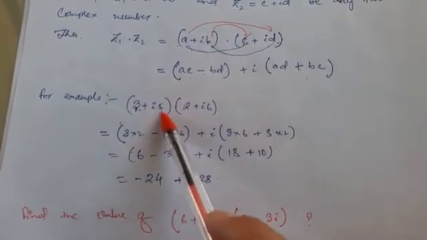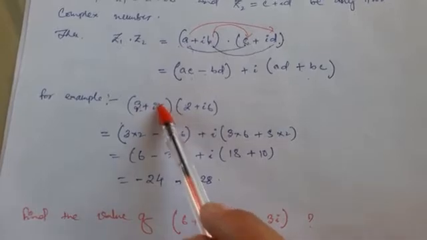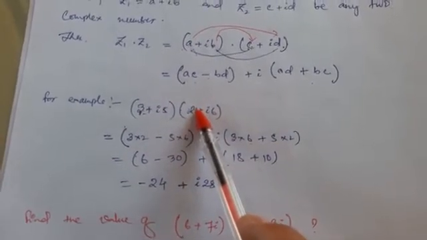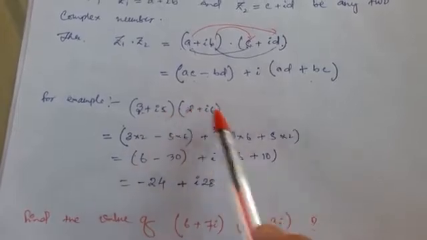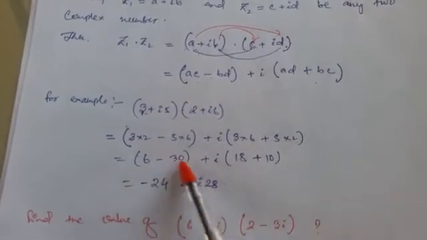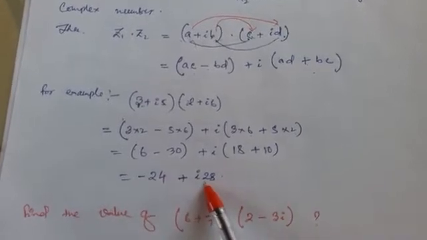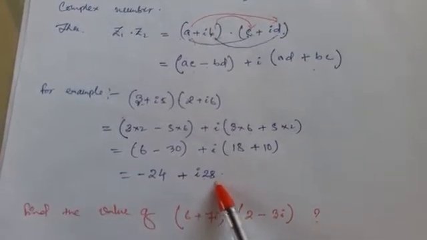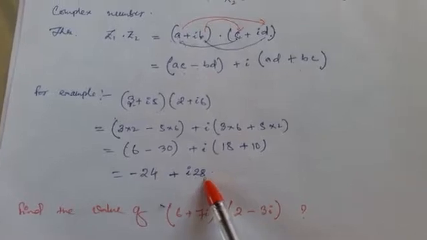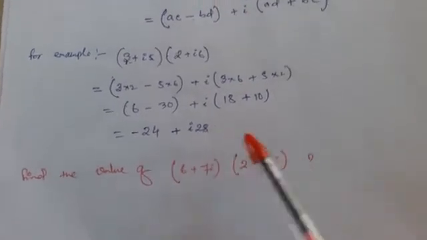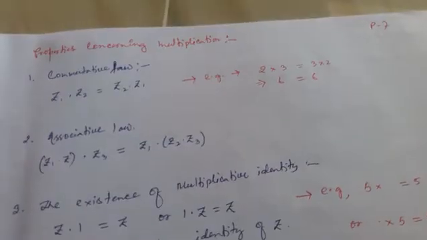Then the imaginary part of the first complex number will multiply to the real part of the second complex number, 5 into 2. Then we find these values and get minus 24 plus 28i. Like this, we have to find the value of the product of two complex numbers. Now we try this again.